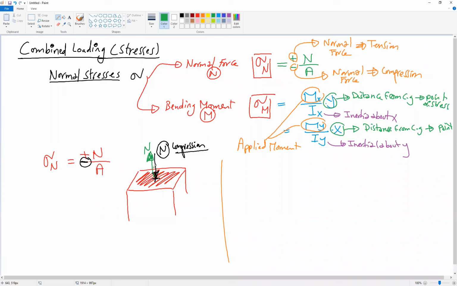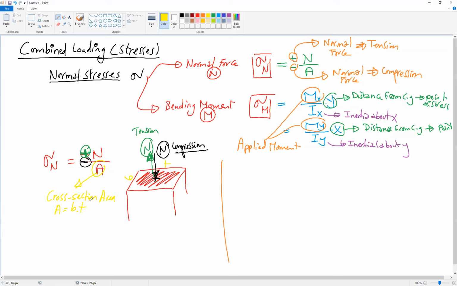If the force is pulling the section, this means that the force is a tension force, and the sign is positive. Okay, so this is for sigma N, and you remember that A is the cross section area. If this is B and this is T, then A equals B multiplied by T, as an example.